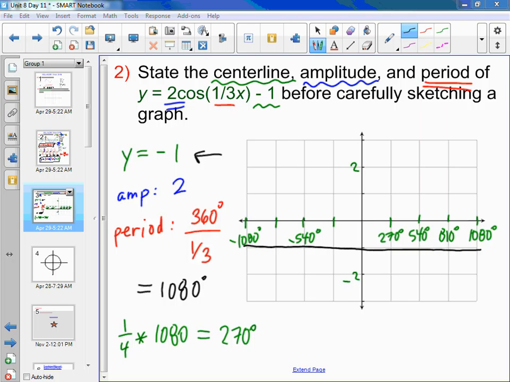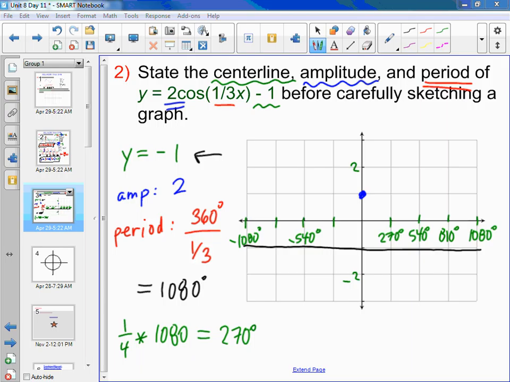In relation to my center line, will this cosine graph start at a maximum, a minimum, or at an intercept? Blake? At the maximum. At a maximum. Since it's a positive cosine function, it'll start at a max. In relation to my center line, everybody go to the y-axis. I'm going to go maximum up an amplitude of 2, so I'll go 1, 2, and get the first key point. There's my key point, my initial value, my starting value from the cosine function.